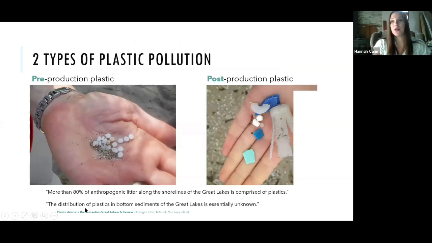The two types of plastic pollution that we often see in Lake Huron are pre-production plastic, which is basically virgin plastic that gets melted down and made into other items, and post-production plastic pollution. Those are items like beach toys, cutlery, and takeout containers that have been broken down through the lake's cycles and through sunlight into smaller and smaller pieces. We've actually seen in some of the published science that more than 80% of the litter found on the shorelines of the Great Lakes is actually plastic. The other 20% could be glass, metal, or other materials.